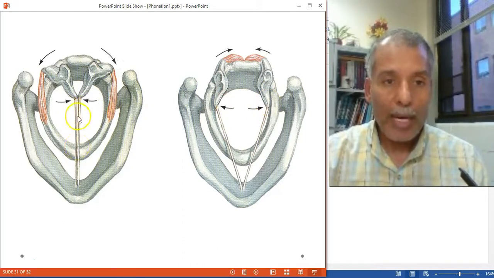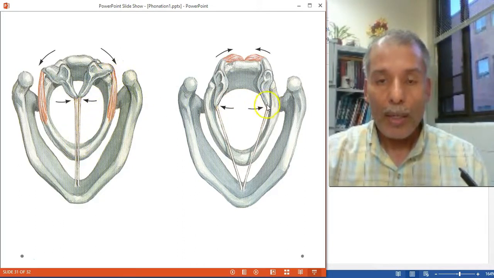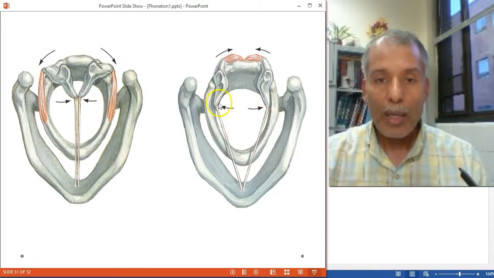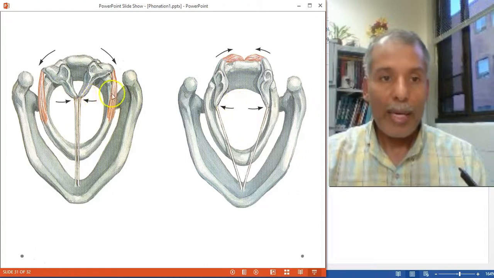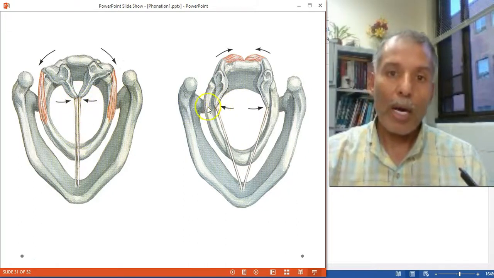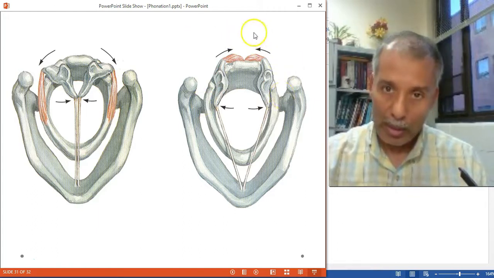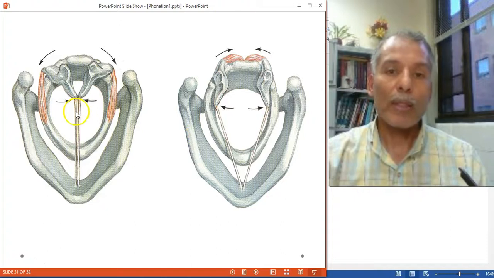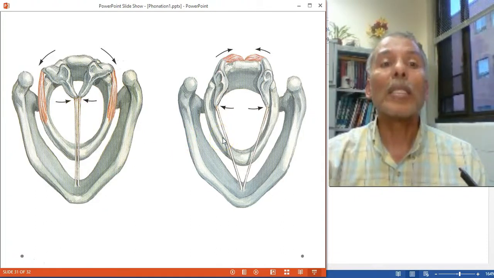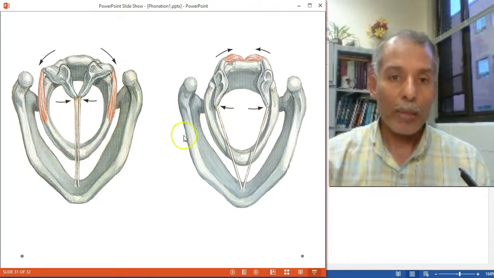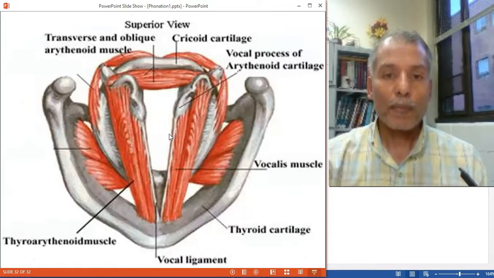But we'll explain that. So when that is connected to the arytenoid cartilages, when they swing, or they are made to swing in, you adduct the vocal folds. When you swing them out like this, then you open the vocal folds. So again, this is called the vocal ligament. It is not exactly the same as the vocal fold, but I'll explain the difference later.